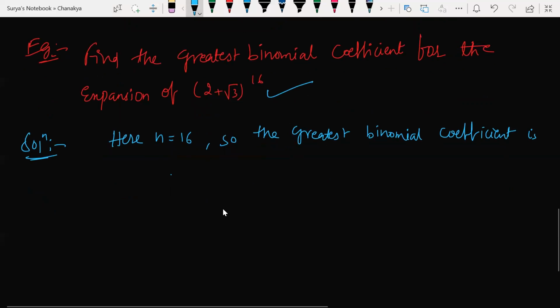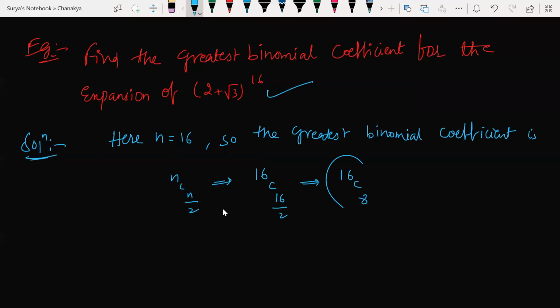It is nC(n/2). So what is the formula? 16C(n/2) is the formula, that is 16C(16/2), which gives me 16C8. 16C8 is my greatest binomial coefficient. You can calculate 16C8 or you can leave it as such, no problem at all.